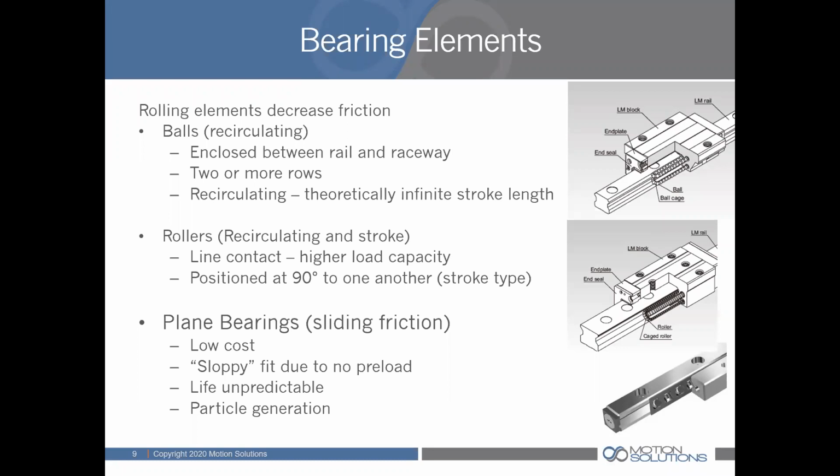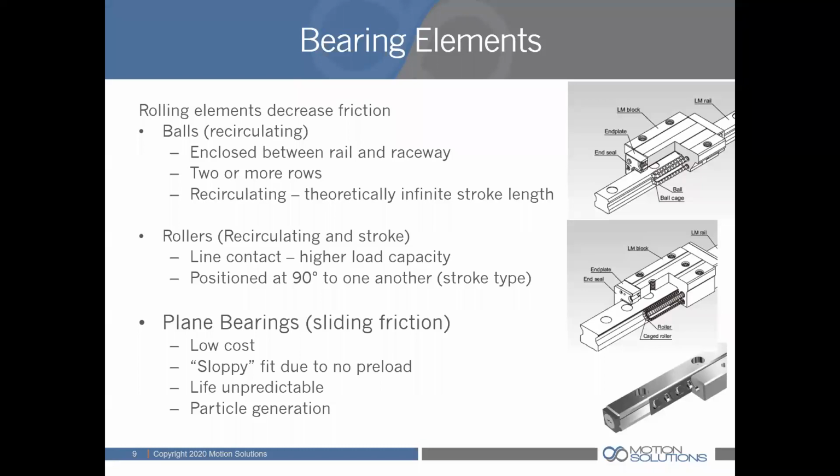Next would be linear guides with rollers. So a roller has a line contact, and we'll talk a little bit more about that, but what that results in is generally a higher load capacity. These can be had in recirculating and stroke type bearings. And when I say stroke type, what that means is that the stroke is limited generally by the length of the rails and the length of the carriage, and the rollers do not recirculate.